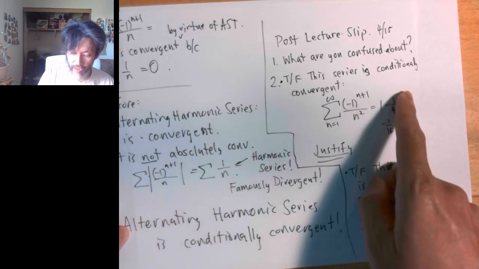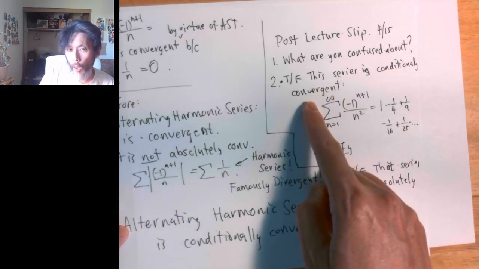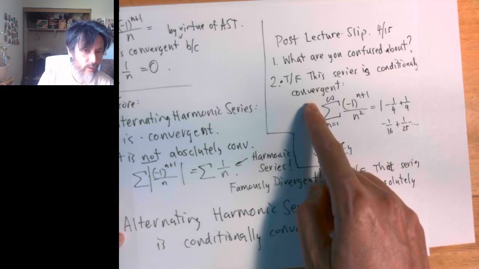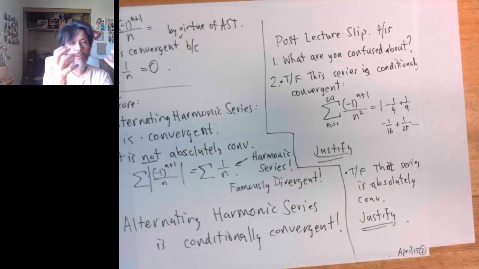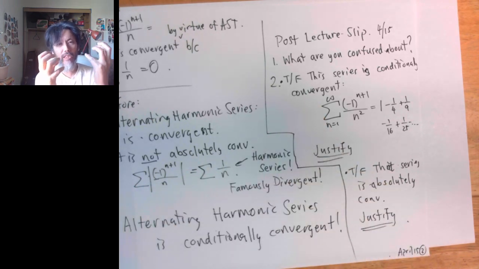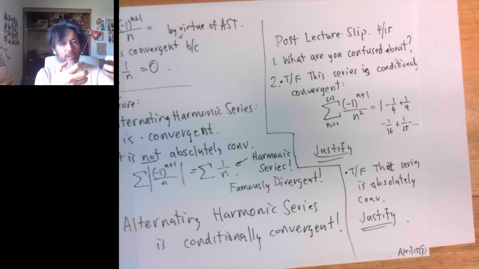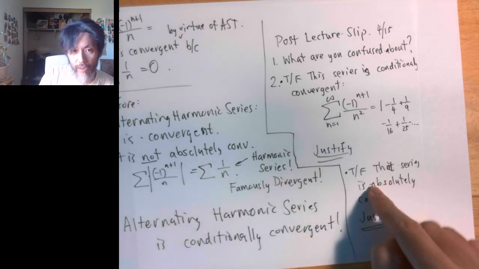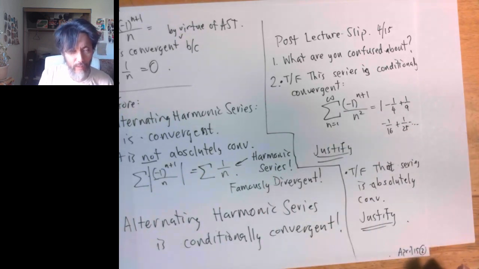So the answer to this one: is it conditionally convergent? No, it can't be. It's absolutely convergent. And absolute convergence and conditional convergence are mutually exclusive. You cannot be both at the same time. So if you know something is absolutely convergent, it can't possibly be conditionally convergent. Just look at the definitions if you don't believe me.